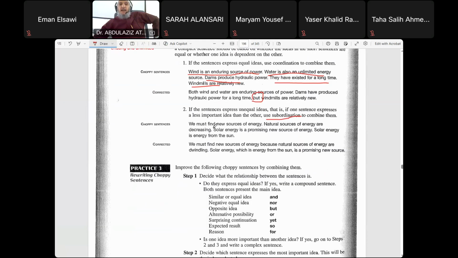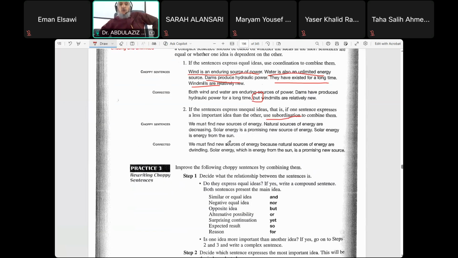We must find new sources of energy. Choppy. Simple sentence. Natural sources of energy are decreasing. Another simple sentence. Solar energy is a promising new source of energy. Solar energy is energy from the sun. So here we can merge them.